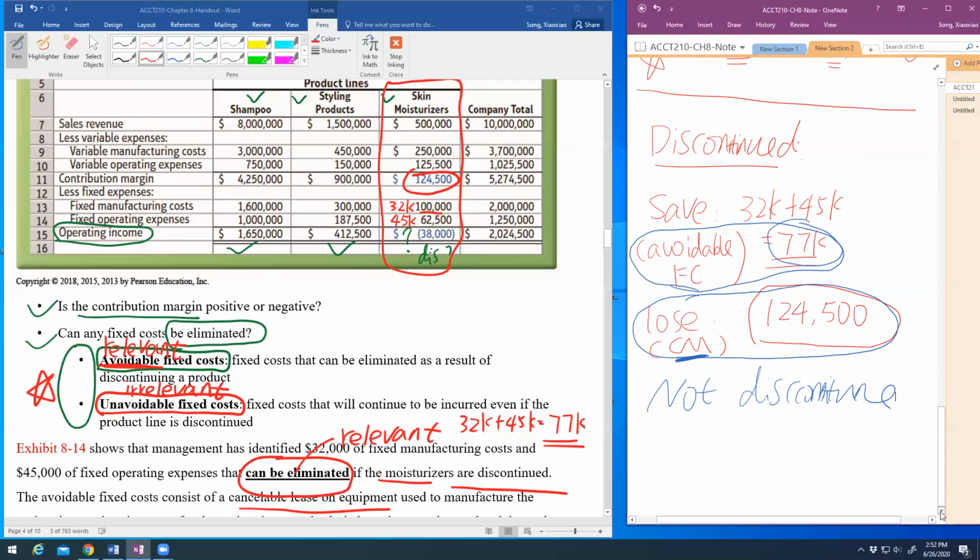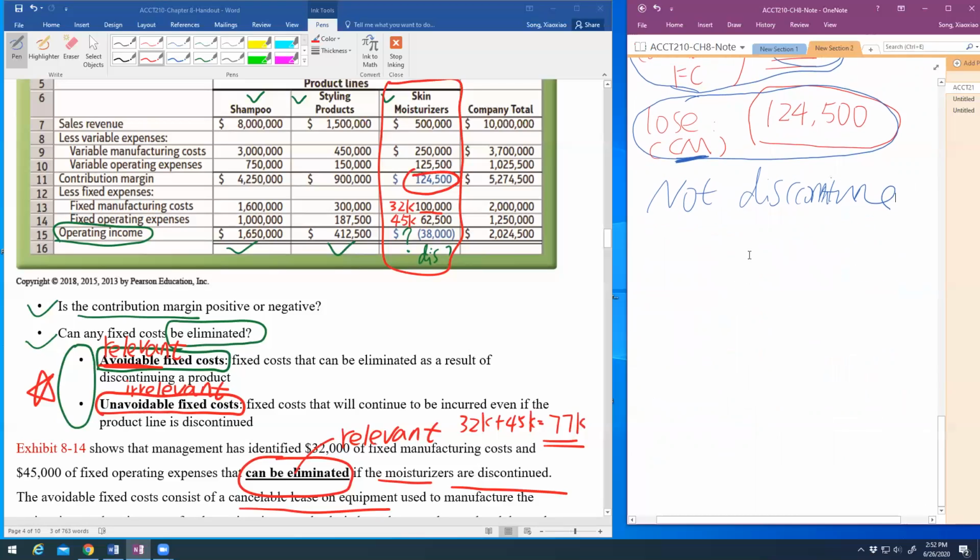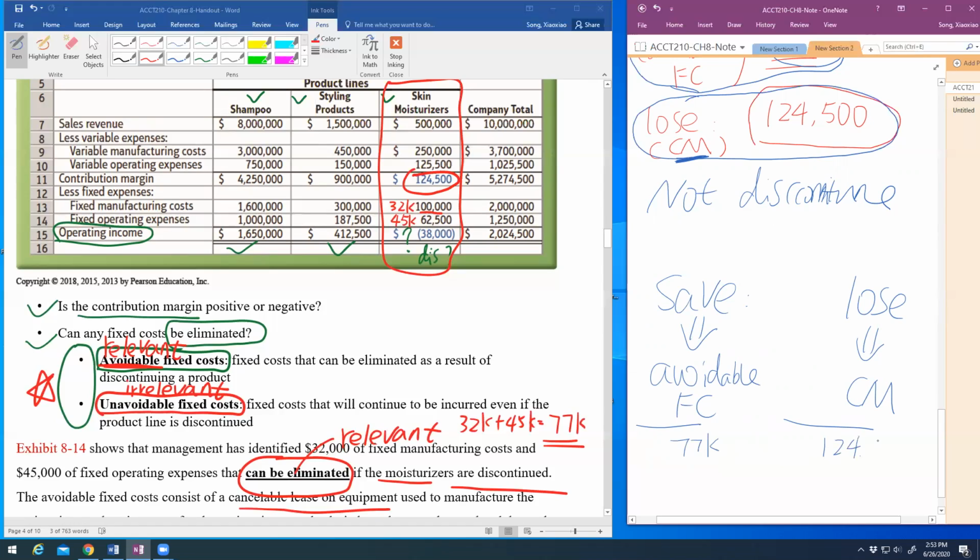So how do we get our rule of thumb? The most important rule is we compare the money we save with the money we will lose. The money we save is from the avoidable fixed cost. The money we lose is from the contribution margin. If we save 77,000 and lose 124,500, then we will not discontinue.